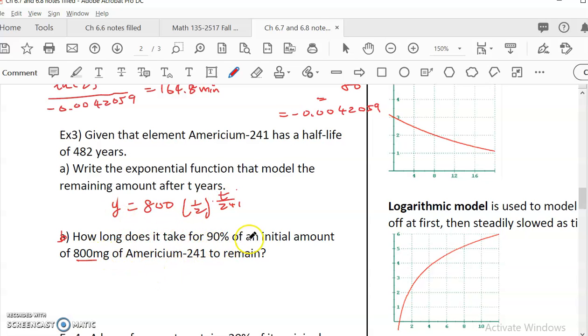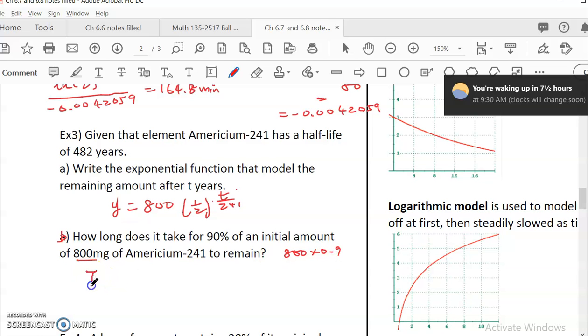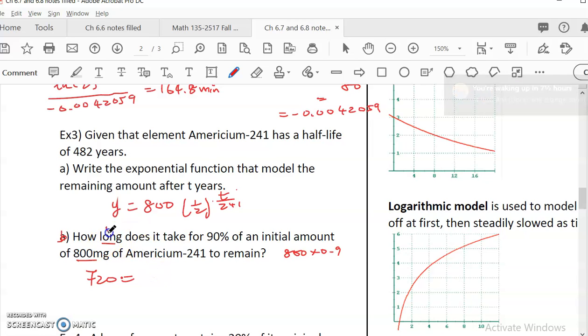How long does it take for 90% of this to remain? What is 90% of 800? 800 times 0.9 is 720, right? 720 milligrams equals how long? That means 720 equals 800 times 1/2 to the t divided by, no, this is not 241, it's 482. This is the half-life. This is the name of the compound. 482 is the denominator under t.